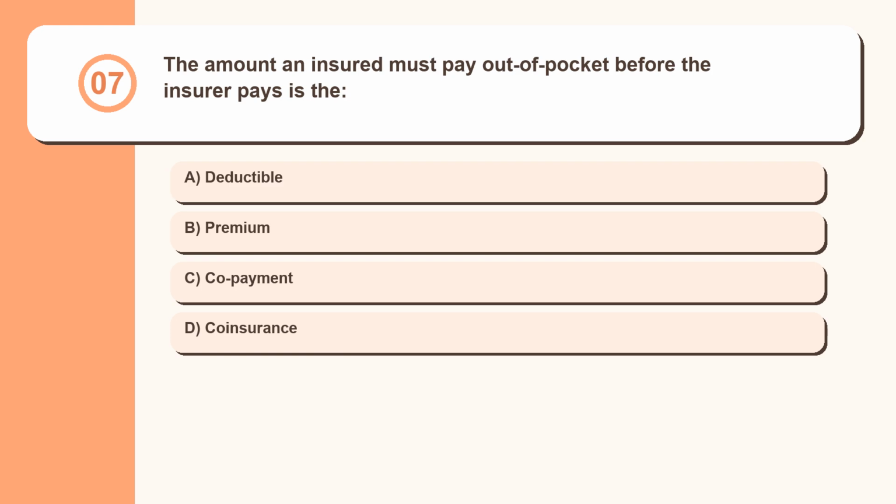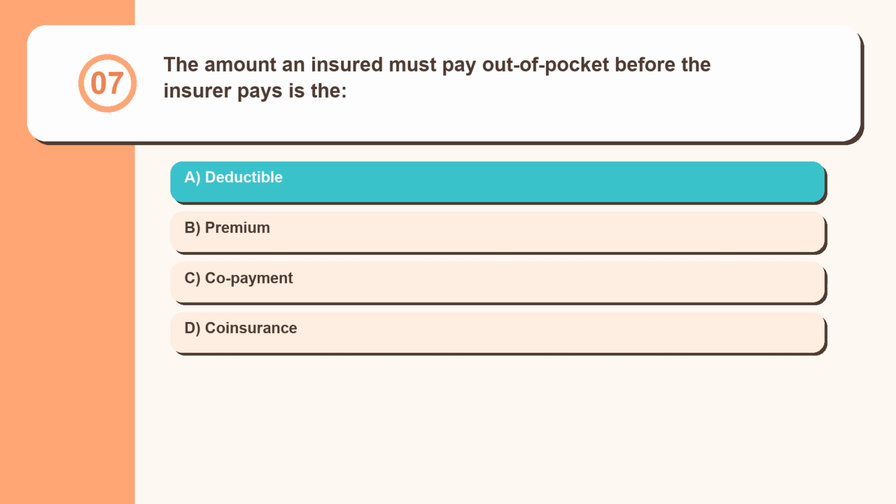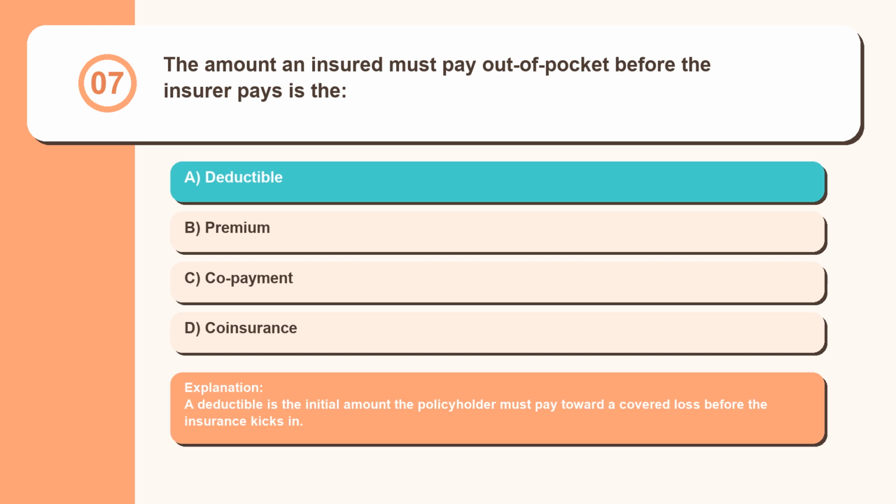Question 7. The amount an insured must pay out of pocket before the insurer pays is the deductible, premium, copayment, coinsurance. A deductible is the initial amount the policyholder must pay toward a covered loss before the insurance kicks in.